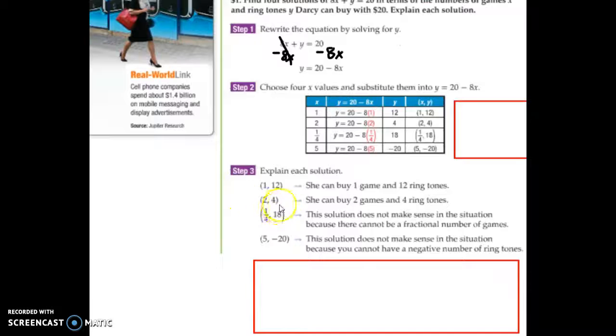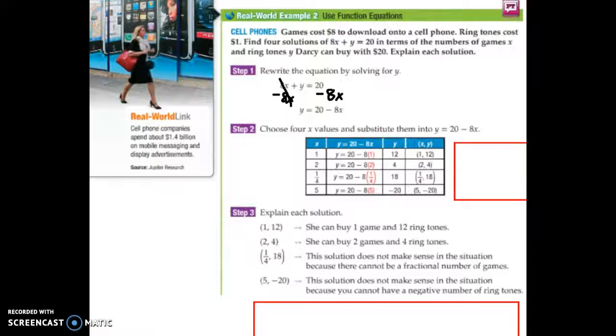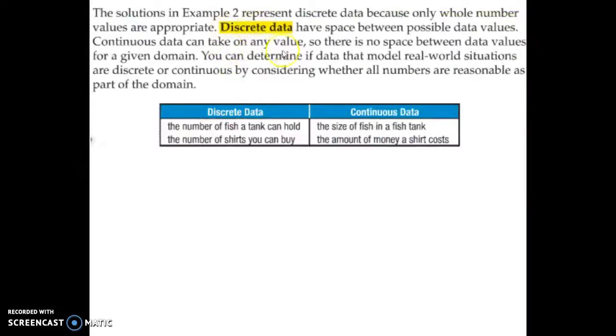All right. Now this 1/4 does not make sense because this is considered discrete data. Okay, meaning we can't have fractions or decimals. We can't buy a fraction of a game. Can't buy a fraction of a ringtone. So these are considered discrete data. All right, there's spaces in between. They're whole numbers. There's numbers in between there that we don't use or don't work.